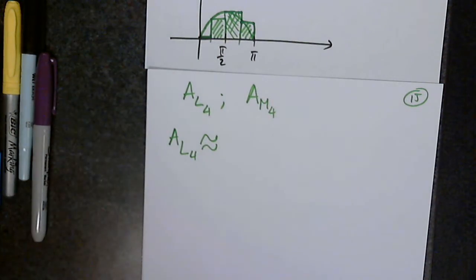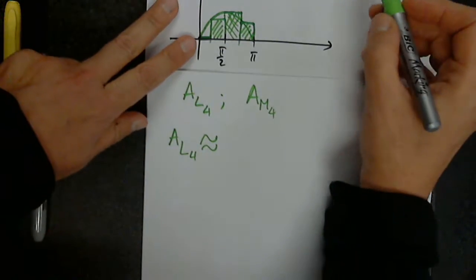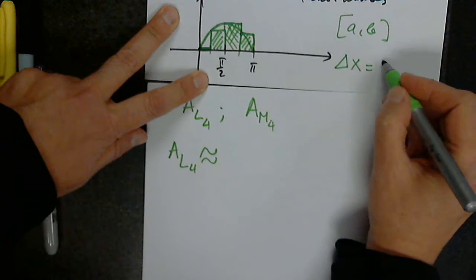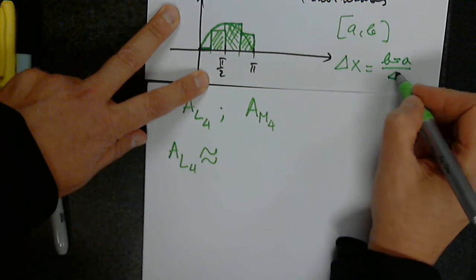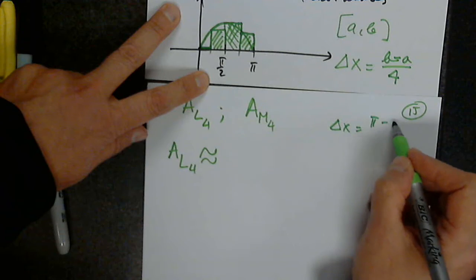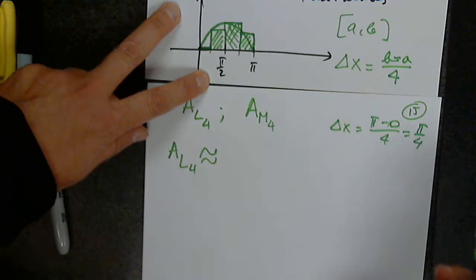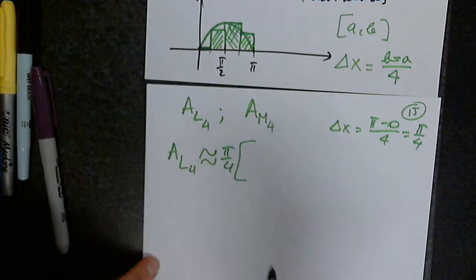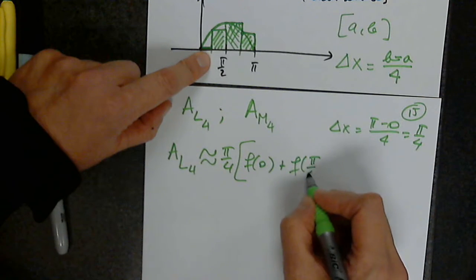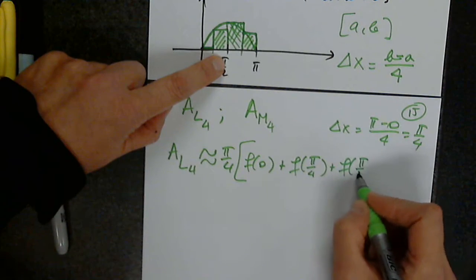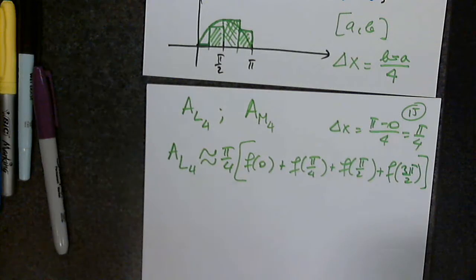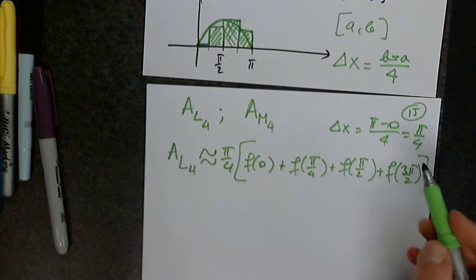In order to determine the width of the interval, remember the interval is a comma b. So I have to write that delta x is b minus a over 4, which is pi, so delta x is pi minus 0 over 4, so it's pi over 4. So then pi over 4, and in parentheses, f of 0 plus f of pi over 4 plus f of pi over 2 plus f of 3 pi over 4.